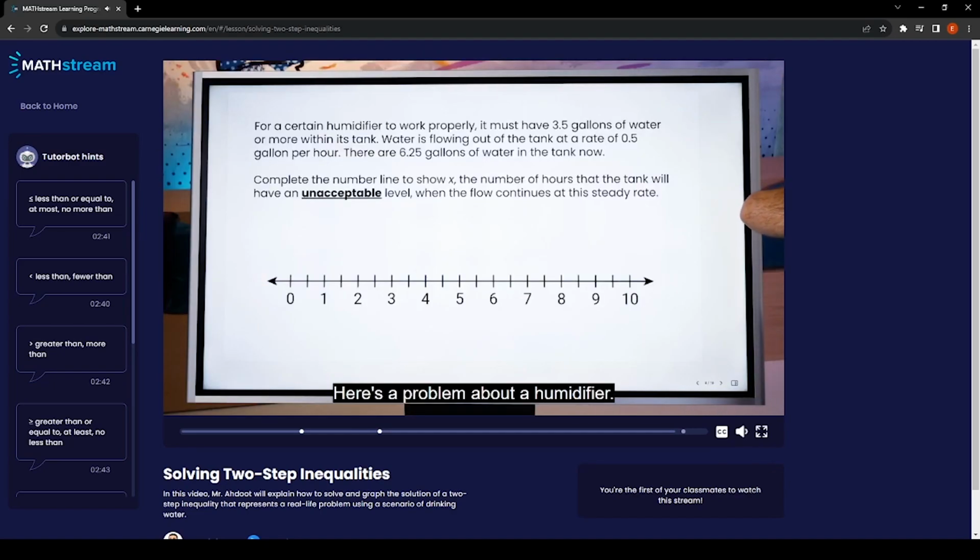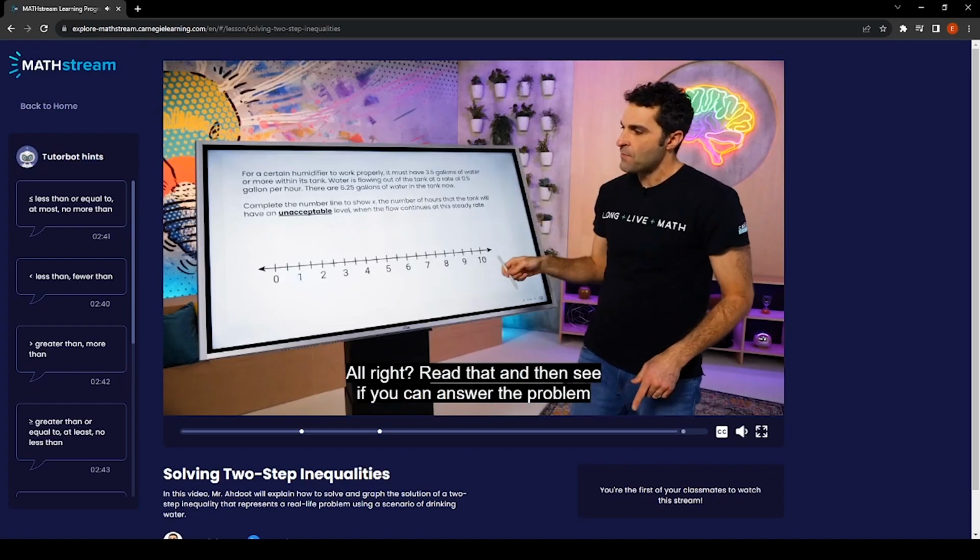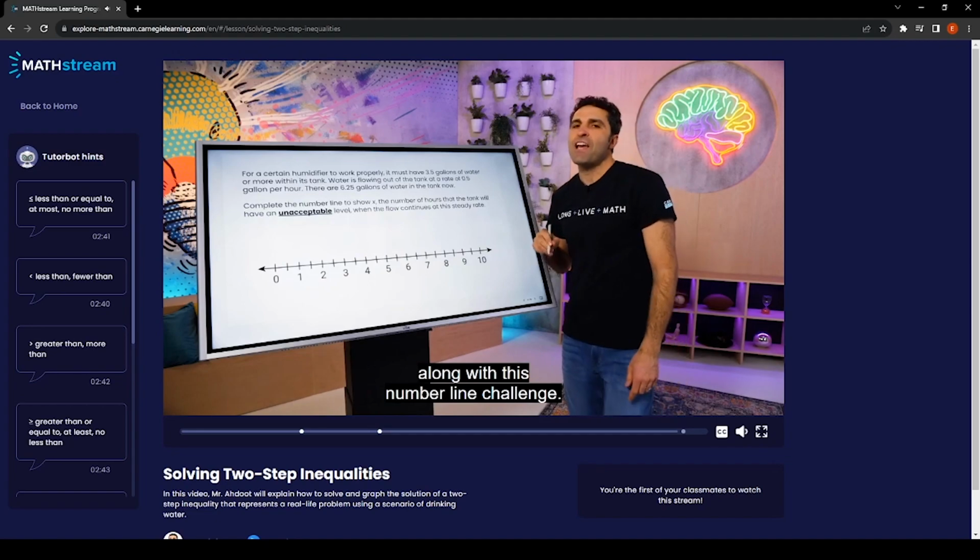Here's a problem about a humidifier, all right? Read that and then see if you can answer the problem along with this number line challenge. Give that a try.